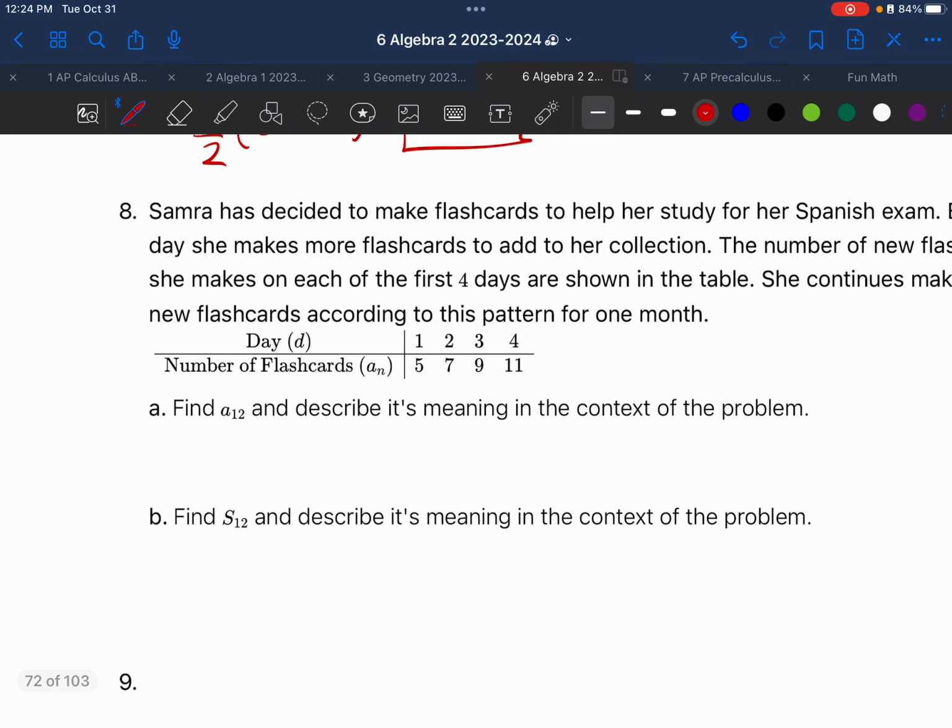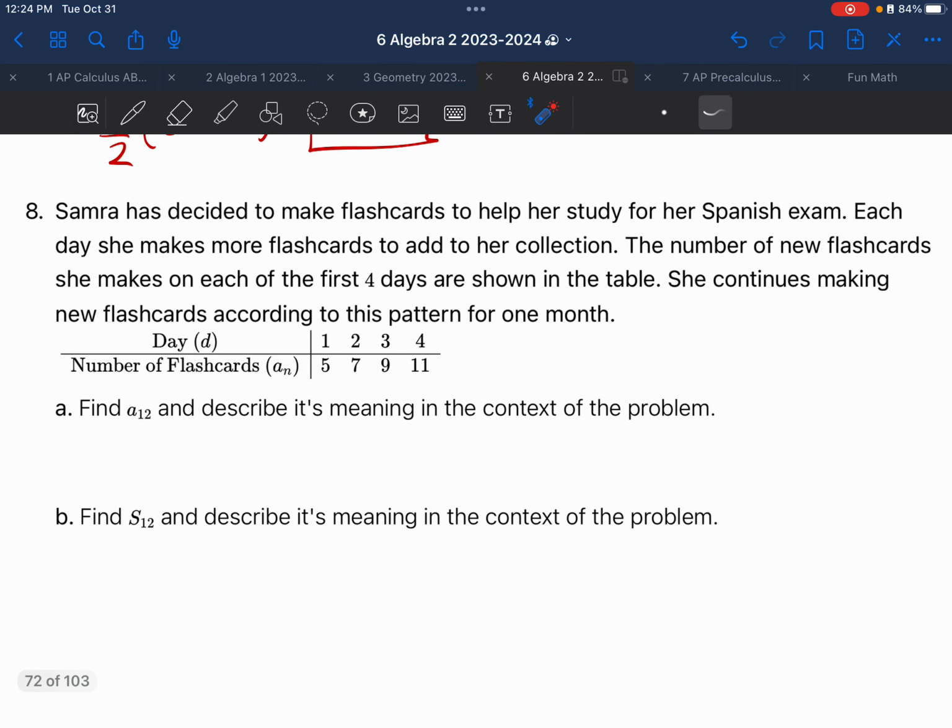Samra has decided to make some flashcards to help her study for her Spanish exam. Man, all these prudent students, I love this. Each day she makes more flashcards to add to her collection. The number of new flashcards she makes on each of the first 4 days are shown on the table. She continues making new flashcards according to this pattern for 1 month. All right, so we need to find the 12th term and describe its meaning in the context of the problem. Okay, we've never been asked to do that, or maybe I just haven't been paying attention.